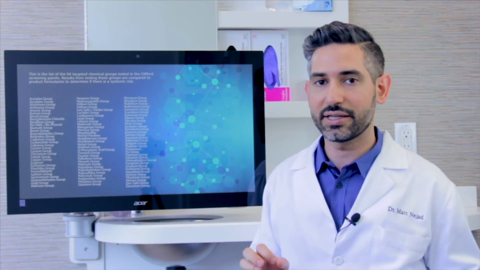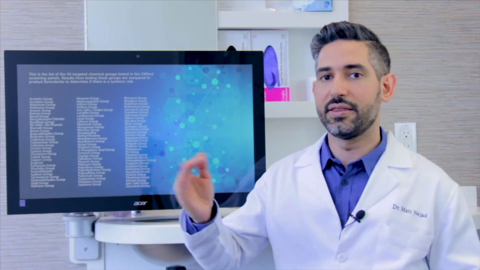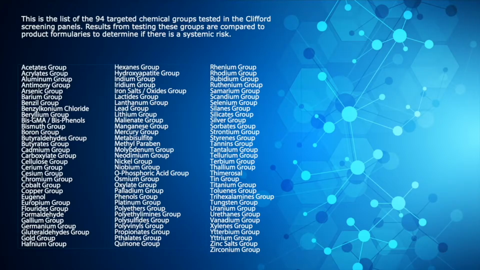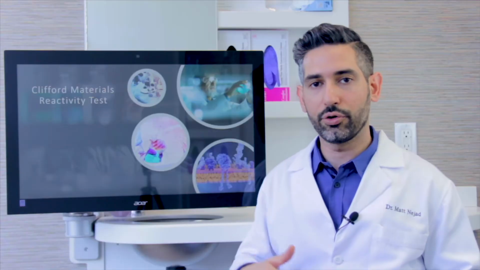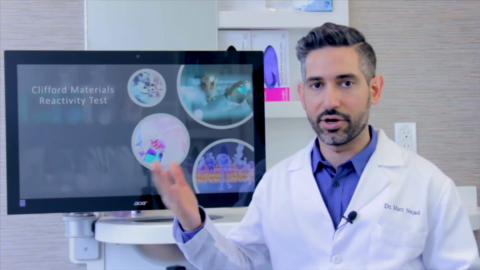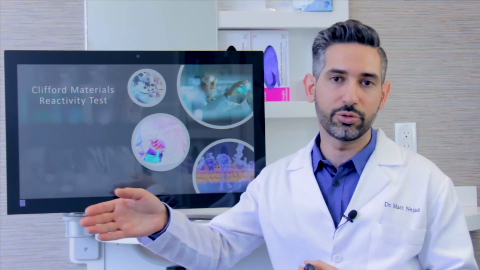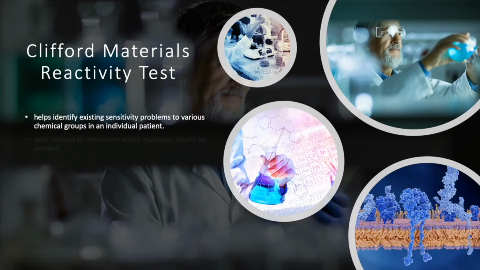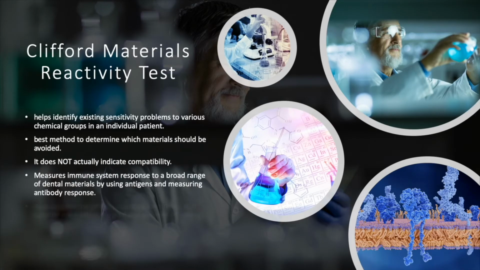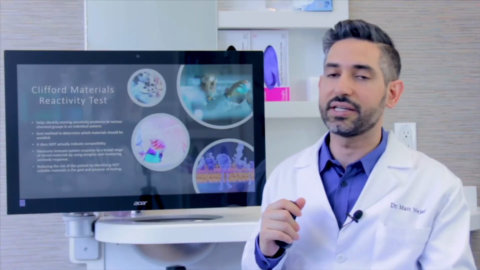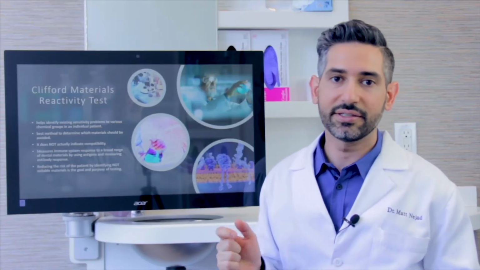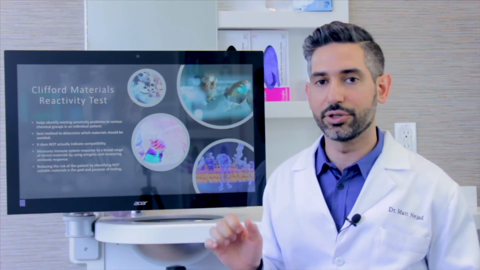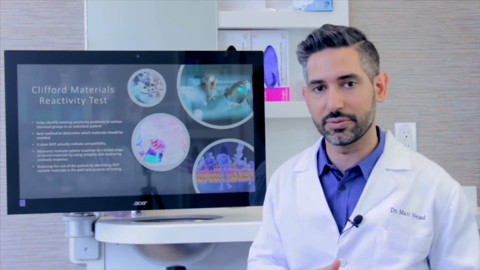It's not literally testing your body against every single dental material. It finds if you're reactive to, say, this metal or this acrylic, and then it can compare that against the database of all the known dental materials and say that you're suitable for these groups and not for these other ones. It's very important to notice that it does not specifically indicate compatibility. The Clifford test is looking at your body's reaction to these materials.